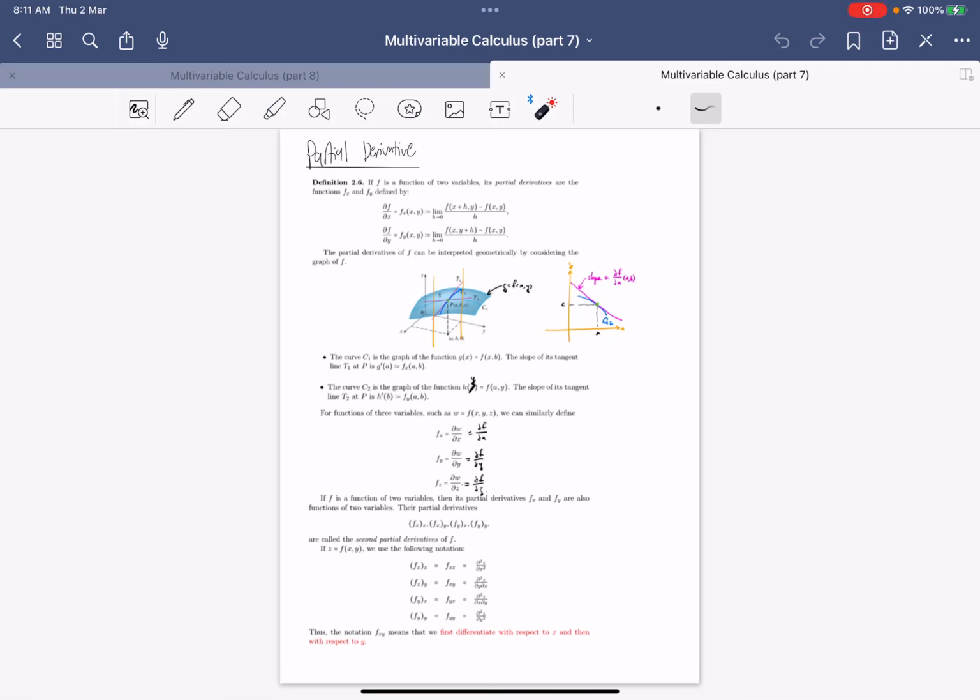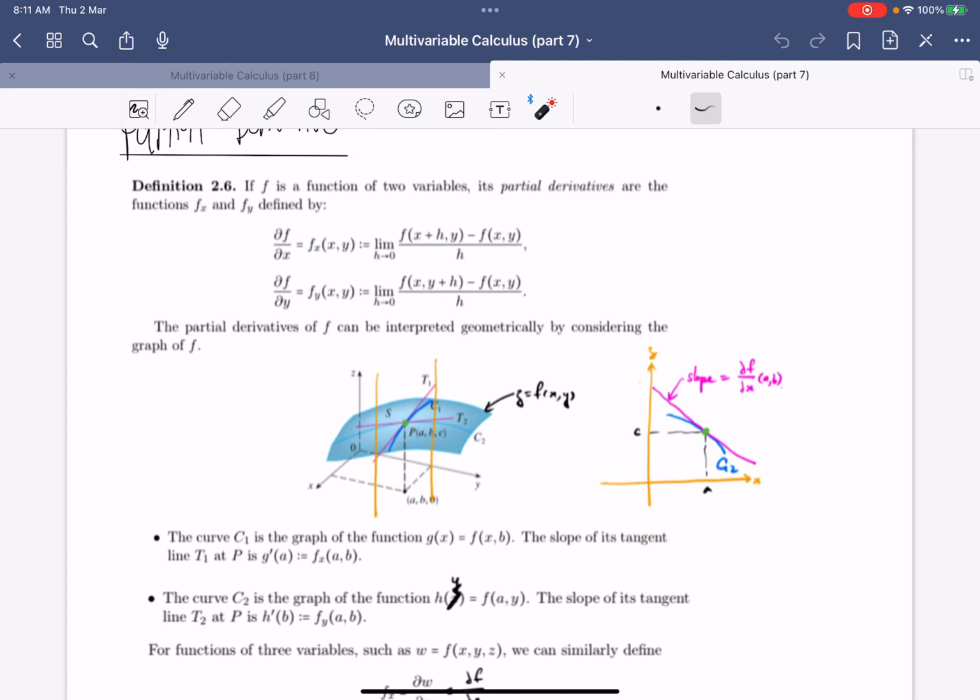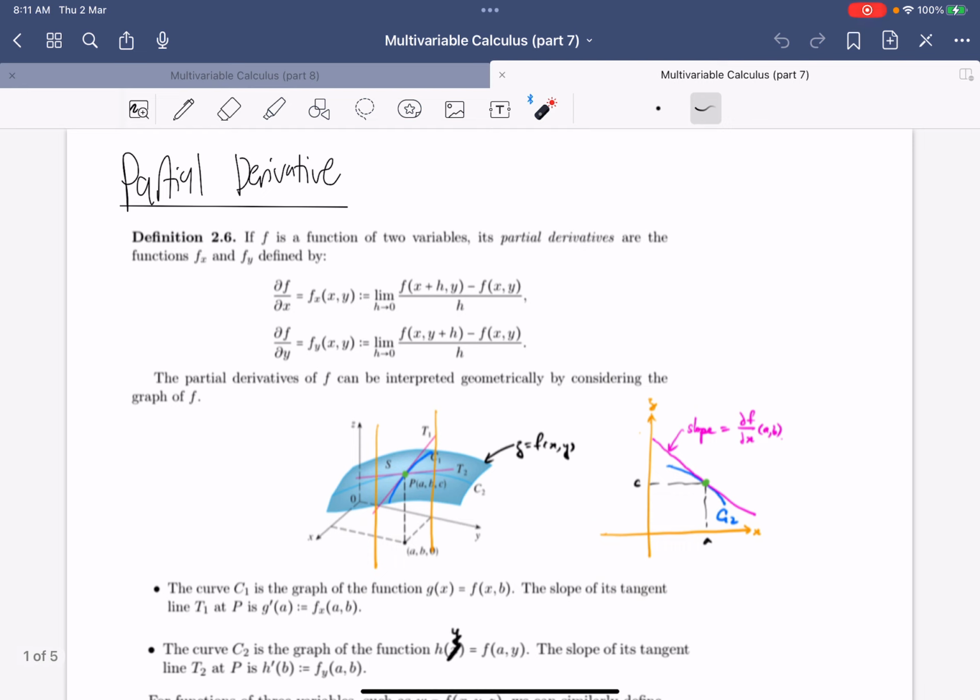Hi, in this video, I'll be talking about the notion of derivatives in the context of multivariable functions. Before that, we'll start with understanding what is a partial derivative. And you can think of partial derivative as keeping one of the variables constant and differentiating with respect to x or y only.